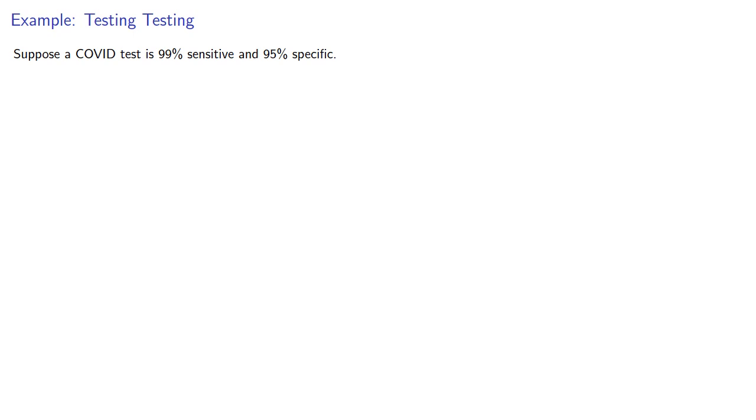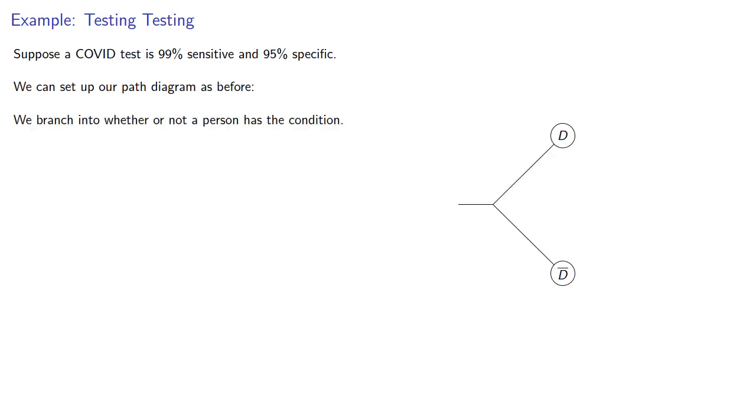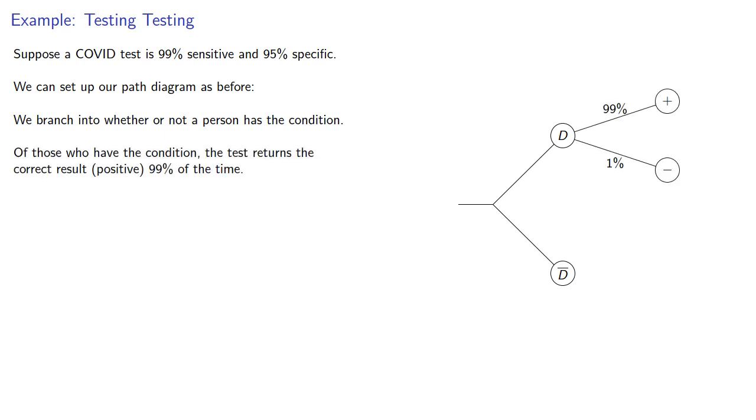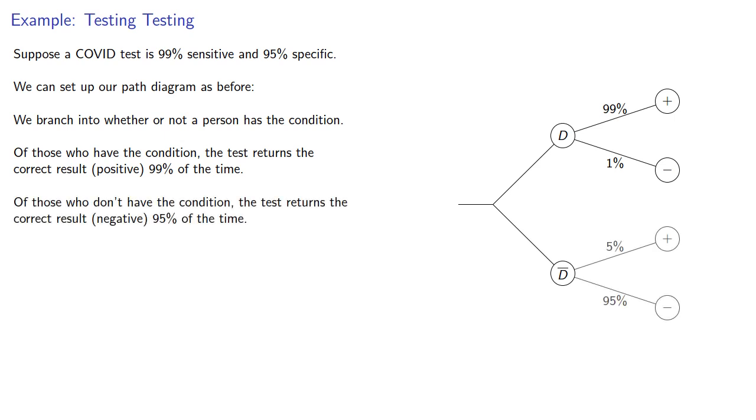So again, let's suppose our test is 99% sensitive and 95% specific. We can set our path diagram up as before. First, we branch into whether or not a person has the condition. Of those who have the condition, the test returns the correct result, positive, 99% of the time. And of those who don't have the condition, the test returns the correct result, negative, 95% of the time. But what's the prevalence?